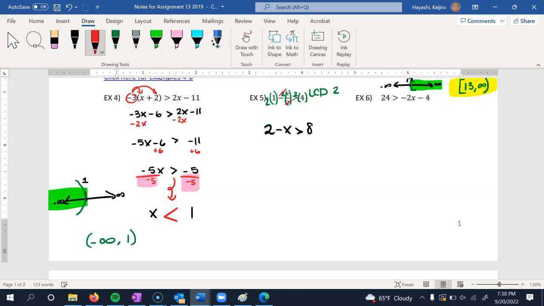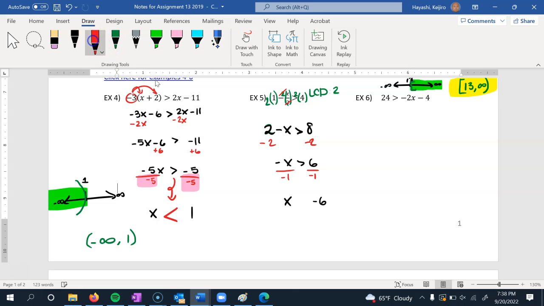My x's are on the left, so I'll subtract 2 on both sides. -x is greater than 6. Am I done? No. What do I have to do? Divide by -1. If you just have a negative sign on your variable and you're trying to get the variable by itself, just divide by -1. That'll give you x. That'll also give you -6.